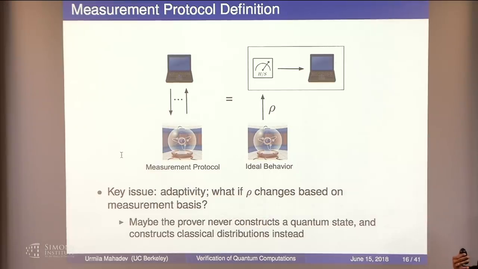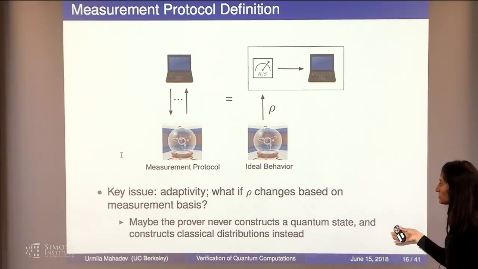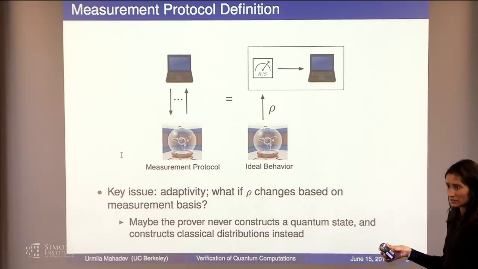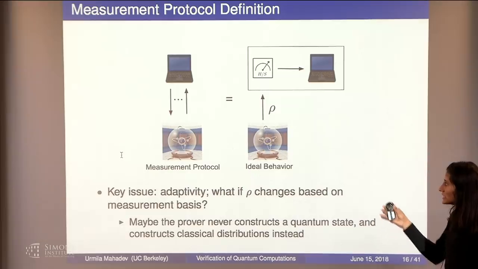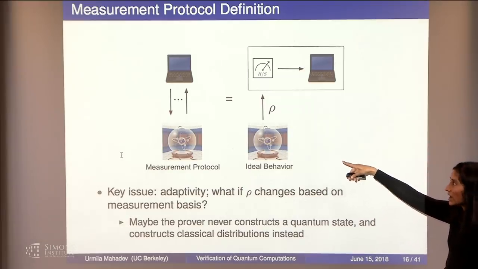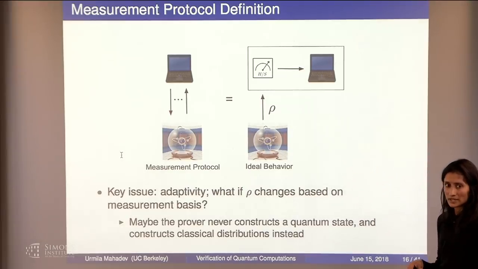He can just pick a different distribution for each measurement request by the verifier. So maybe he never even held a quantum state, and he instead uses classical distributions for every possible query by the verifier. So when I define the measurement protocol, which I'll do now, this is the main thing that I need to take care of. I need to ensure that there exists a quantum state underlying the measurement distribution obtained by the verifier.